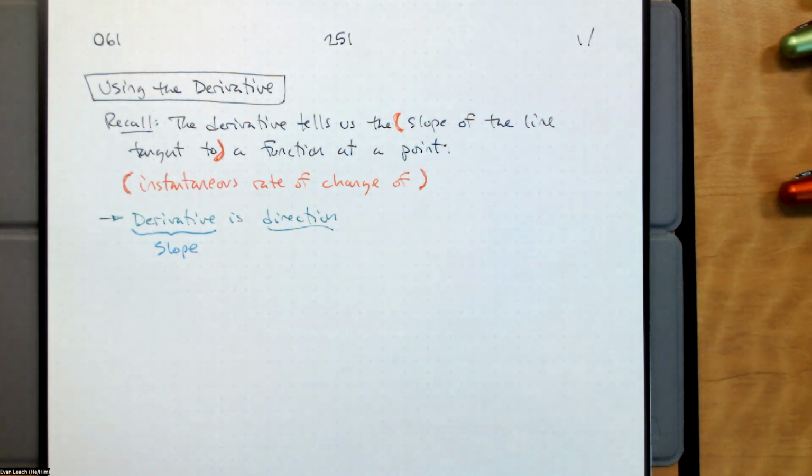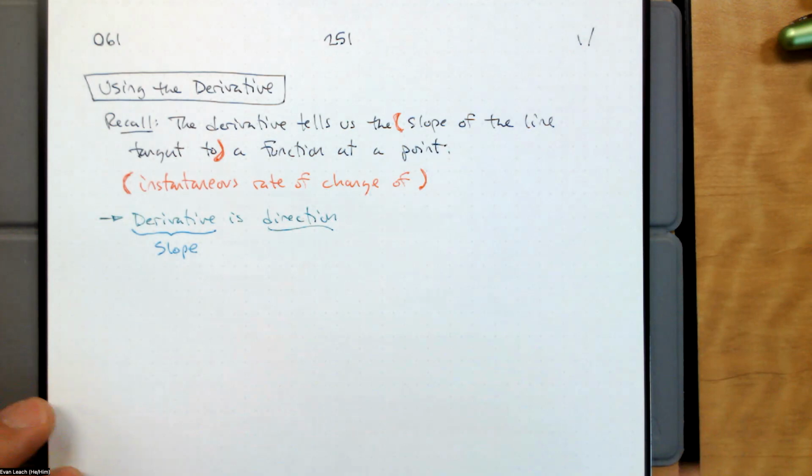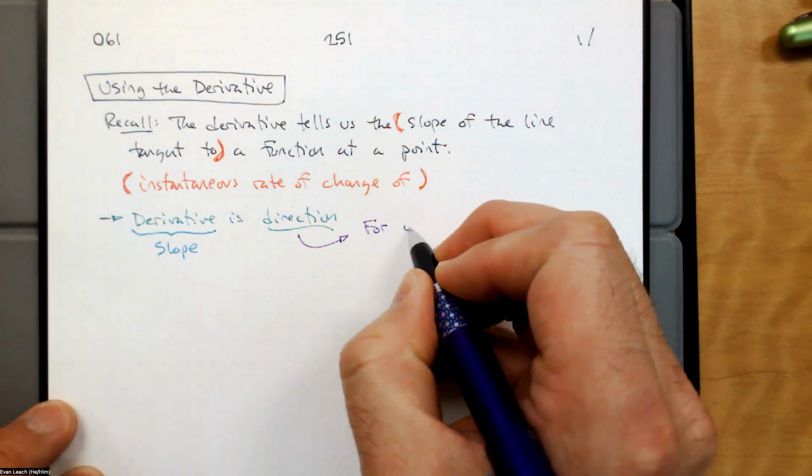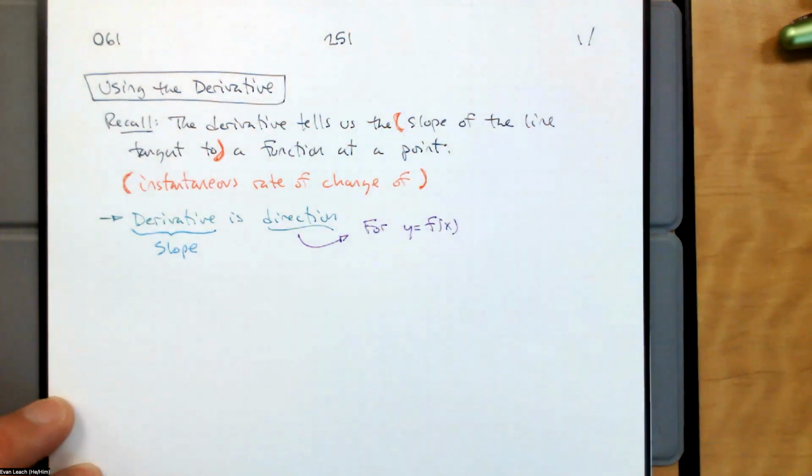So what the derivative is telling us is the direction of the function. We want to think of the derivative telling us the direction of the function. So we want to be more specific about this direction of the function business. Now, when we're dealing with a function of just one variable, direction is just going to be up or down. So if we're thinking of a function of just one variable, all we have in terms of direction is an up or down as we read from left to right.